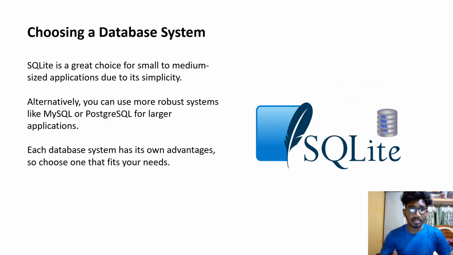Let us move on to the next topic, choosing a database system. SQLite is a great choice for small to medium-sized applications due to its simplicity. Alternatively, you can use more robust systems like MySQL or PostgreSQL for large applications. Each database system has its own advantages, so choose one that fits your needs.